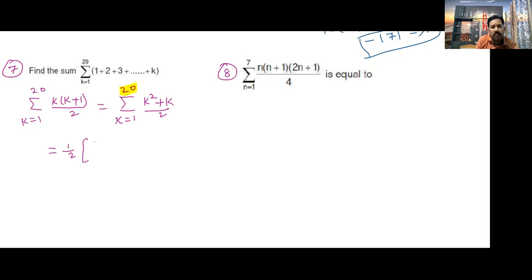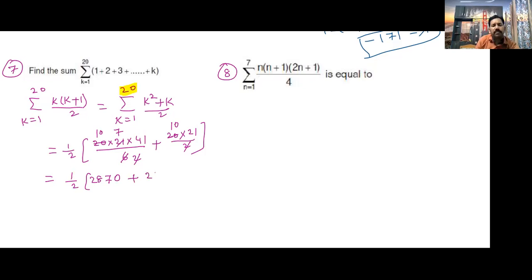So apply the formula: 20 into 20 plus 1, that is 21, into 2n plus 1, this is 41, divided by 6, plus sigma k, k into k plus 1 by 2 now, 20 into 21 by 2. Now, overall observe. 1 by 2 into 10 into 7, 70. 7 ones are 7, 7 fours are 28, 2870, plus 210.